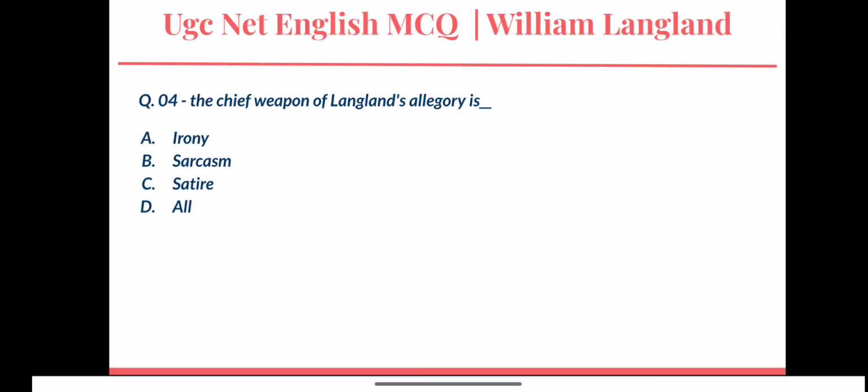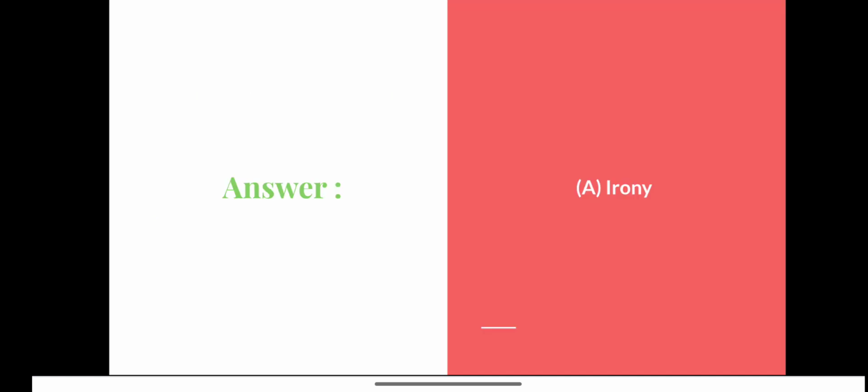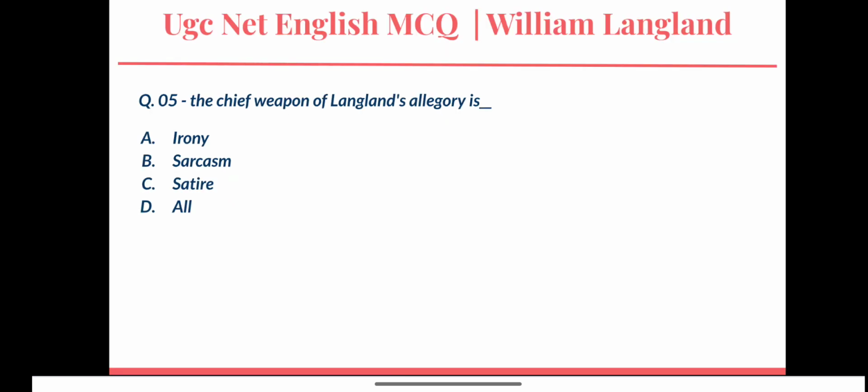So the next question is, the chief weapon of Langland's allegory is option A irony, option B sarcasm, option C satire, or option D all of the above. Okay, so the chief weapon of Langland's allegory, the right option is option A, irony. That is because Langland, as we know, has used a lot of irony in his poems, right? Okay, moving on to the next question.